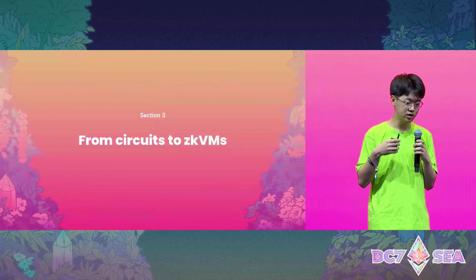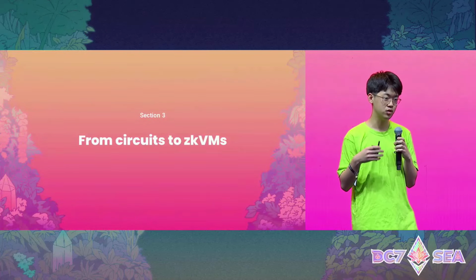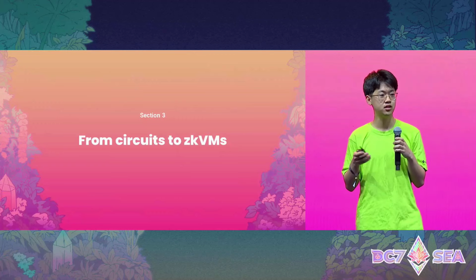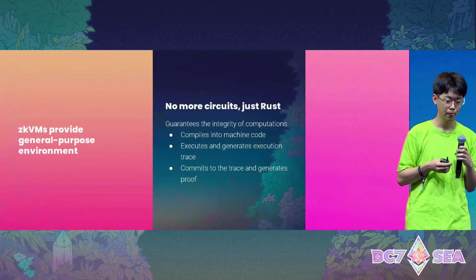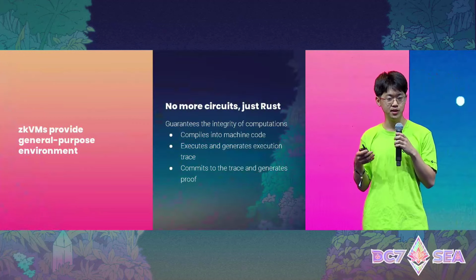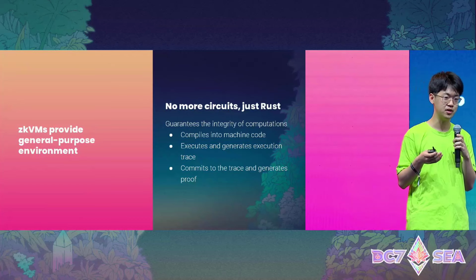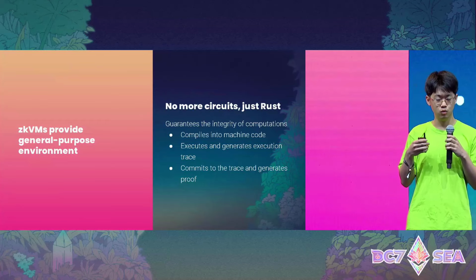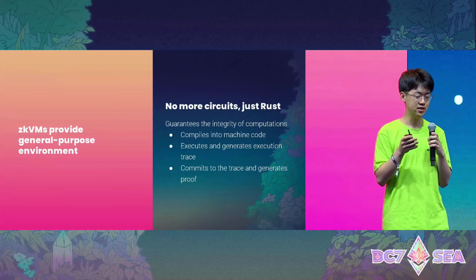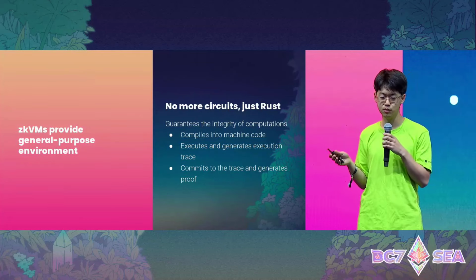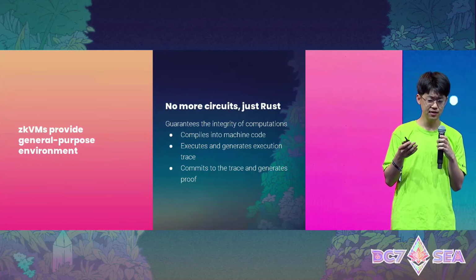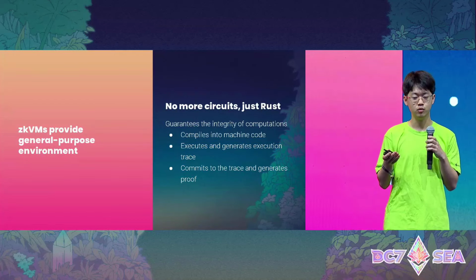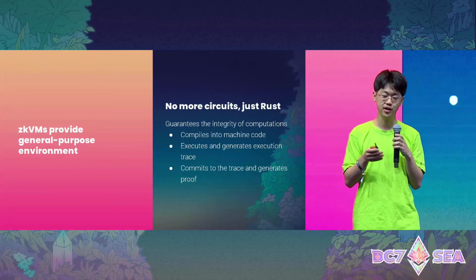So now I would like to dive in more to the zkVM area, and how we're trying to move on from circuits to zkVMs. As I mentioned, zkVMs can provide a general purpose environment for verifiable computation. What it means is that we don't need to implement circuits anymore. We can just write a Rust program, and zkVMs can basically execute the program and give a proof which proves that the computation was done correctly.